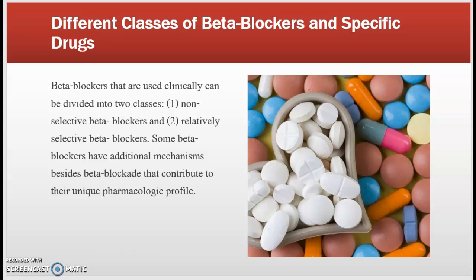There are different classes of beta blockers and specific types of drugs, which I will address towards the end of the presentation. But typically, beta blockers that are used clinically can be divided into two main classes. These are your selective beta blockers and your relatively selective beta blockers. Some beta blockers have additional mechanisms besides beta blockade that contribute to their unique pharmacological profile.